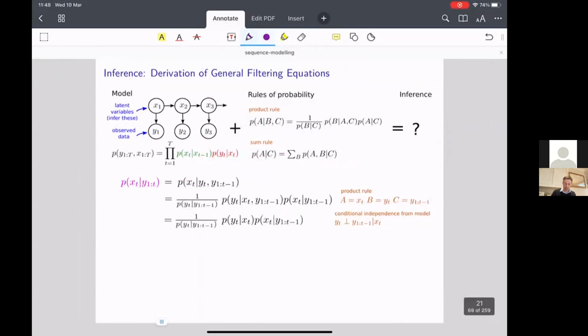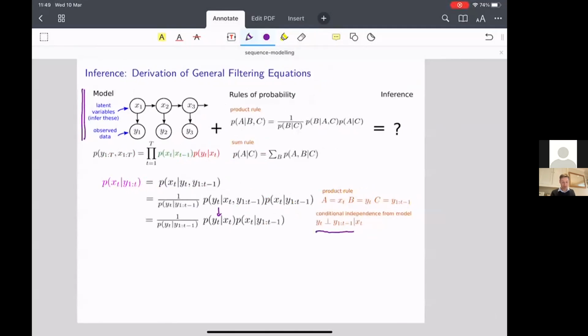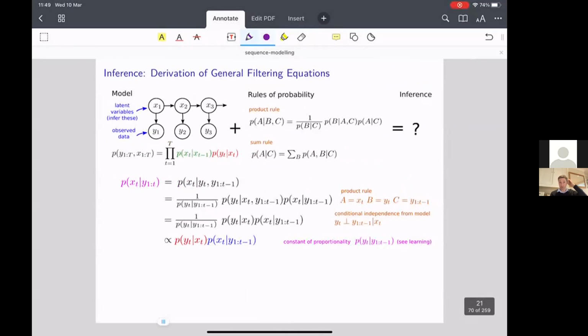Another way to say this formally is that y of t is conditionally independent of y1 through to t minus 1 given x of t. And that's essentially what the structure in the model encodes for us. That's what the model states as a conditional independence assumption. So that means we can rewrite this thing as just p of y of t given x of t. And you can see this now looks like the update we had before, whereby we take the likelihood from the current time point shown in red, p of y of t given x of t, and we multiply it by the forecast.